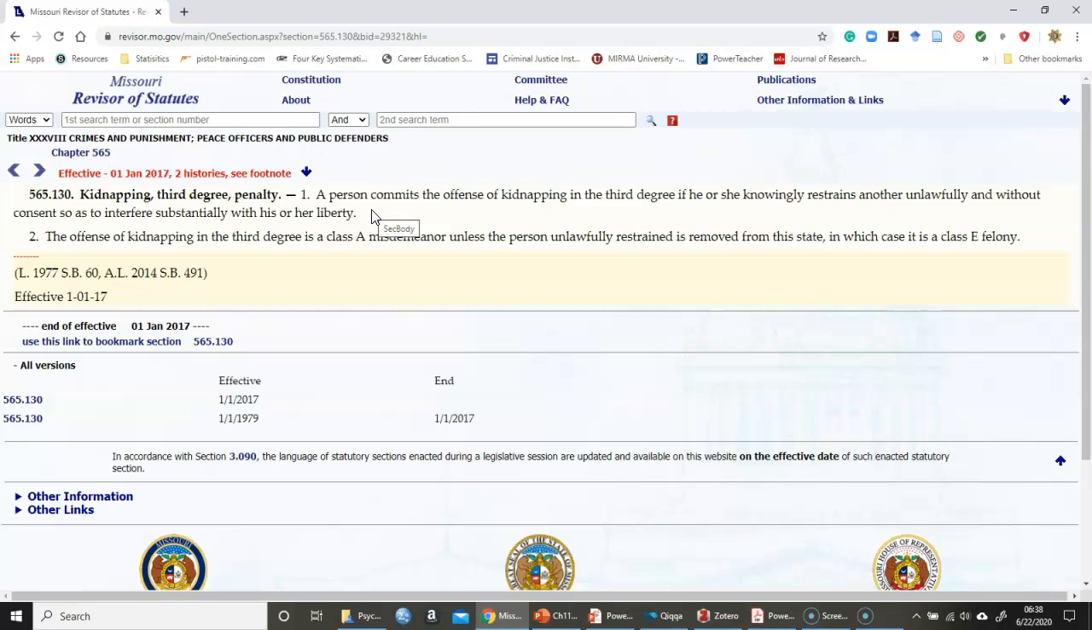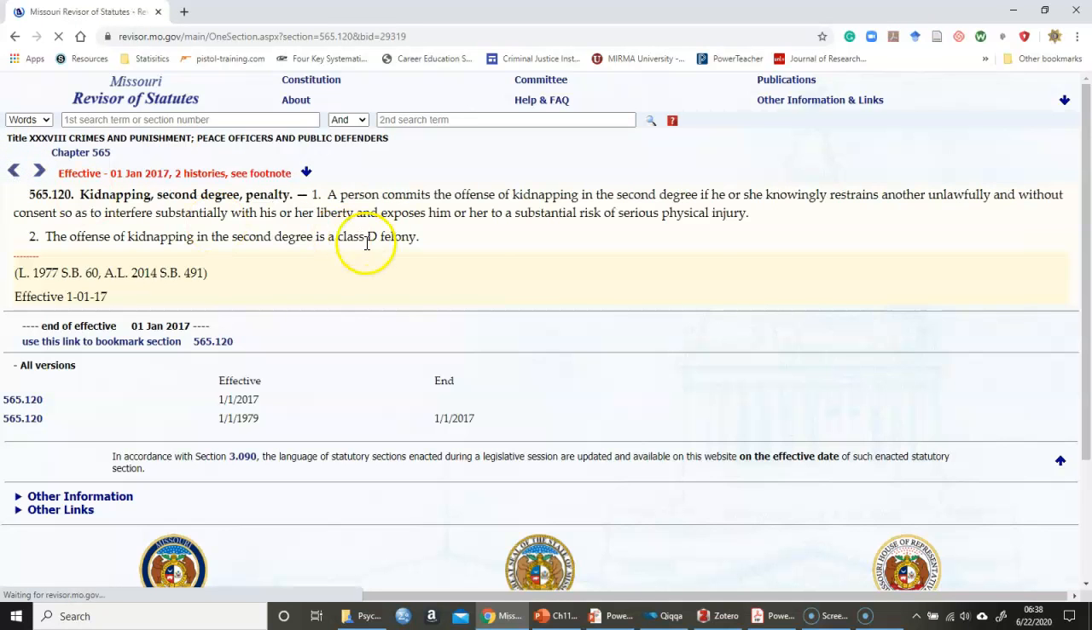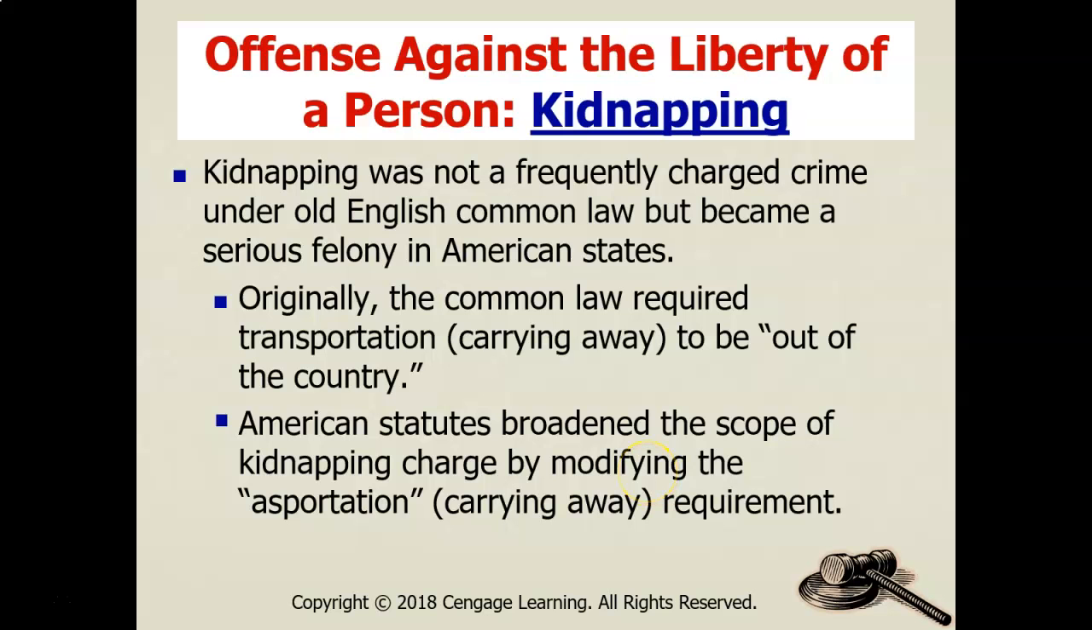Or it could be even worse. They could tie them up or different things like that. And it could actually go into a second degree. A person commits the offense of second degree if they knowingly restrain another unlawfully and without consent so as to interfere substantially with his or her liberty and expose him to a substantial risk of serious physical injury. So somebody ties him up and threatens to injure him. But we don't actually talk about moving a person with that third degree and that second degree, like your book talks about. Again, you can read the rest of the statutes.